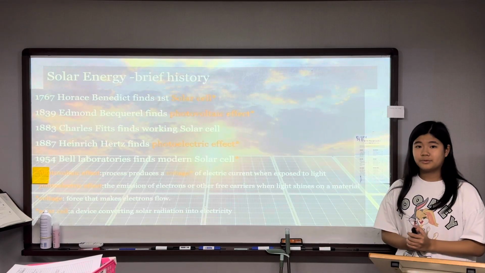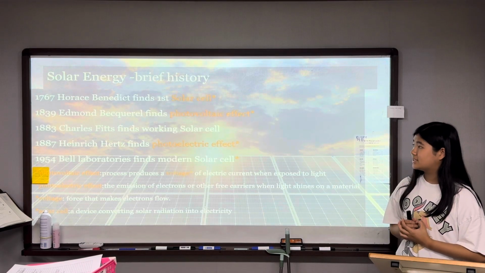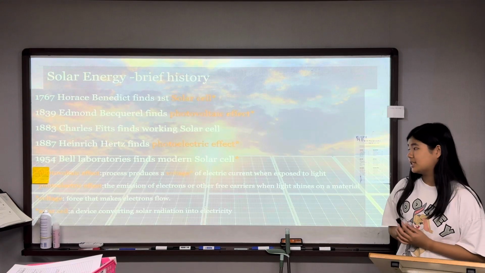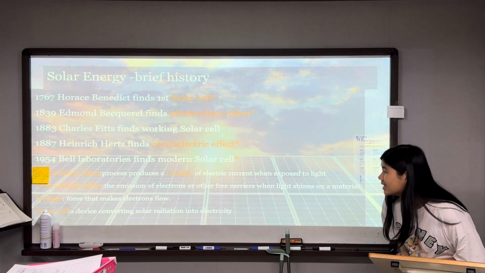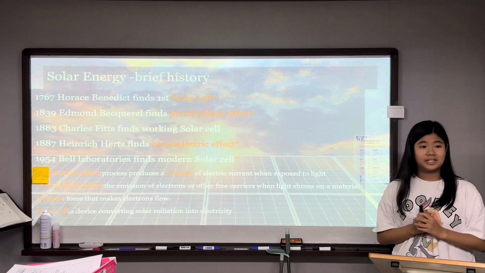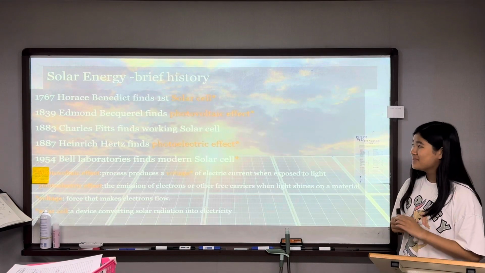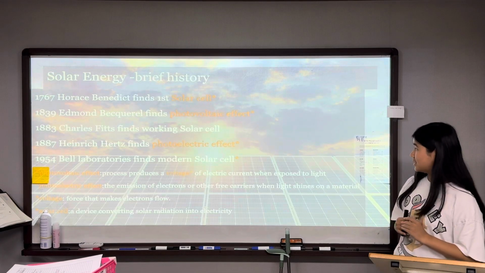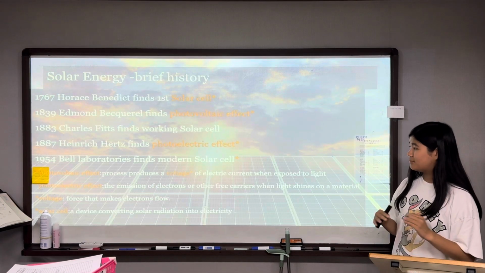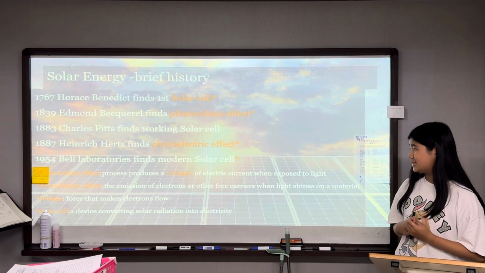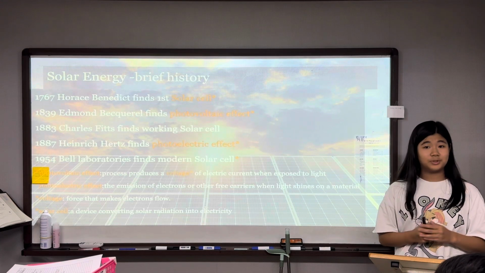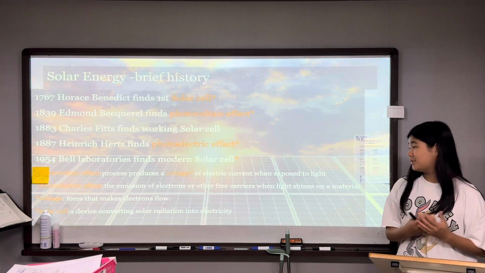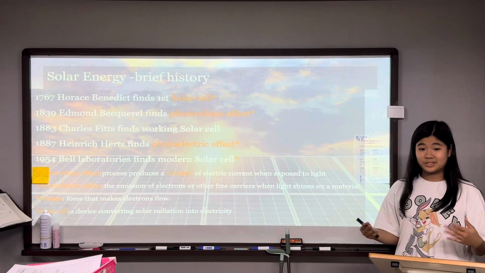Solar energy was first discovered in 1767 by Horace Benedict. He found the first solar cell, which is a device converting solar radiation into electricity. And in 1839, Edmund Becquerel found the first photovoltaic effect, which is the process which produces a voltage or electric current when exposed to light. If you ask what a voltage is, it is a force that makes electrons flow.